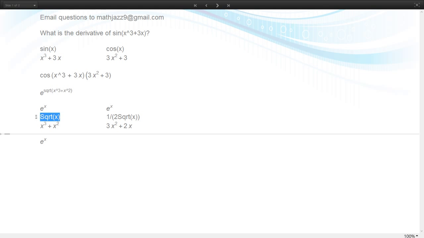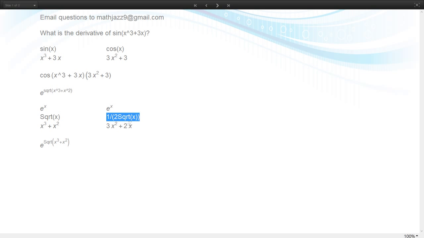But I have to plug this function into it. So this becomes e to the square root of x. But I have to plug this function into that one. So I get e to the square root of x cubed plus x squared. And now that I've hit the bottom of my column here, I am done with the first line. So now I go to the second line.